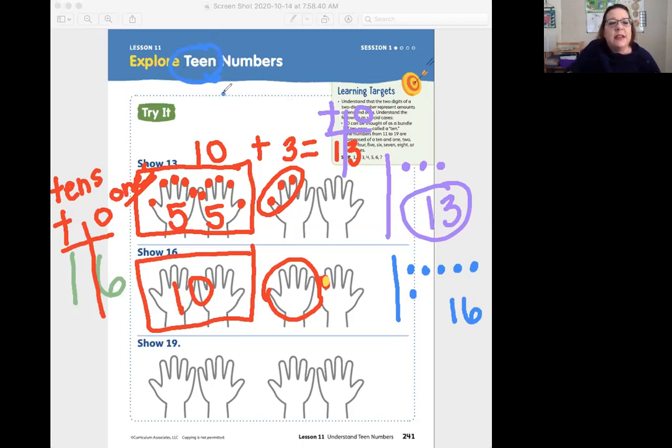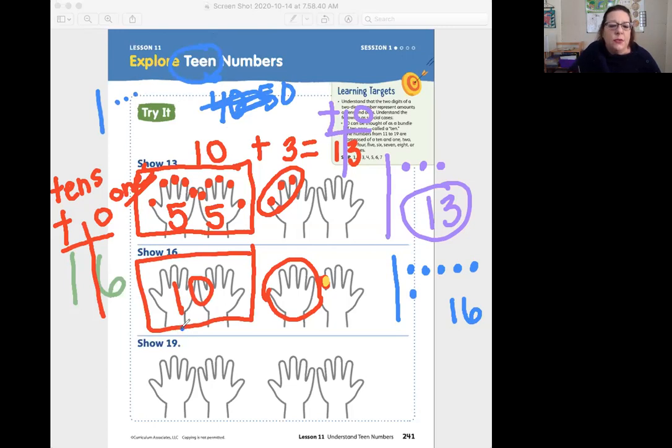Mrs. Sanders likes to emphasize the word teen with the n sound at the end, because sometimes when my friends are counting, we say 40, 50, 60, 70 for 14, 15, 16. So teen numbers have 1 10 and then some ones, right?